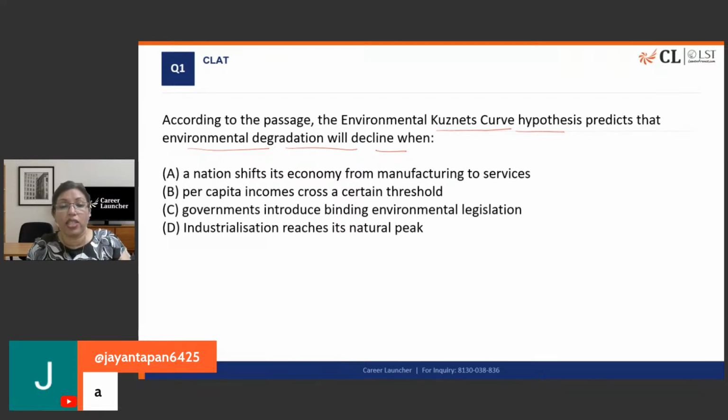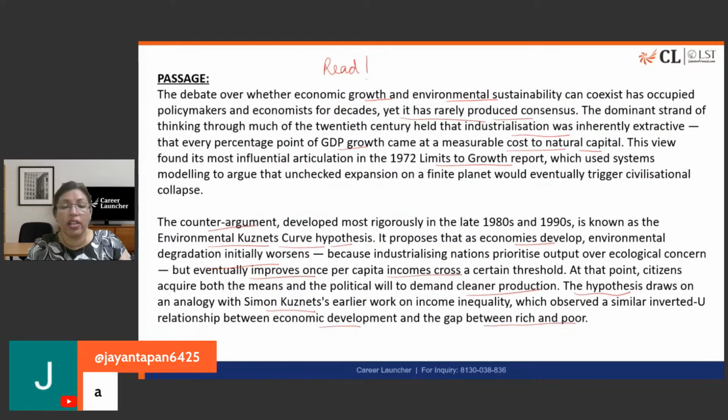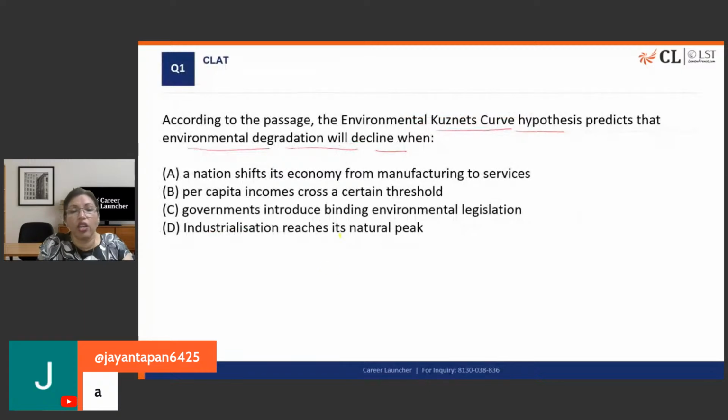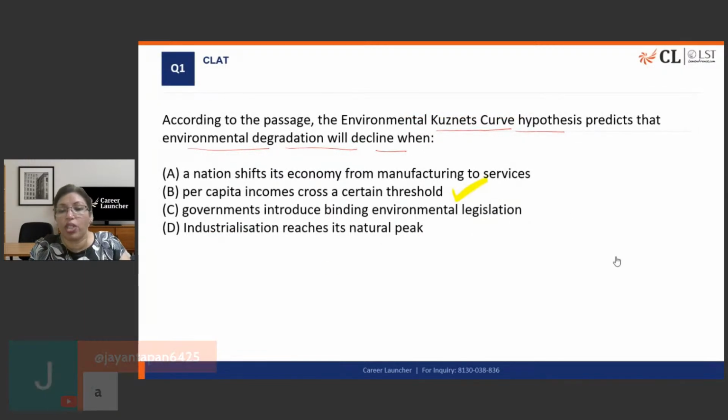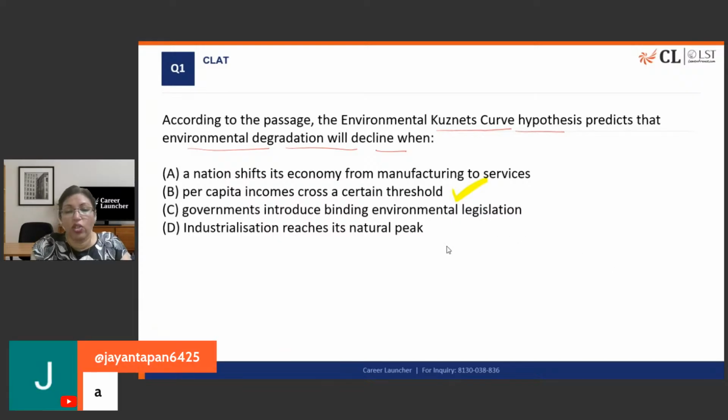I can take you to the passage also for a moment. Here it is. So the author had said that as economies develop, environmental degradation initially worsens, but eventually improves once per capita income crosses a certain threshold. And therefore, the correct answer here will be option number B and not any other option, right? So that's your answer. All right, let's go to the next question.